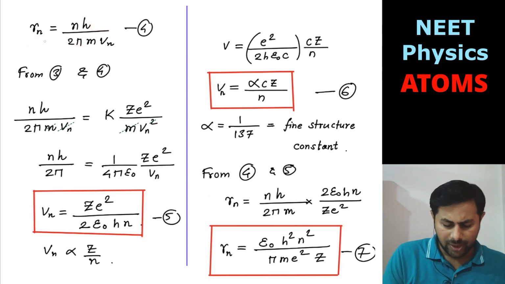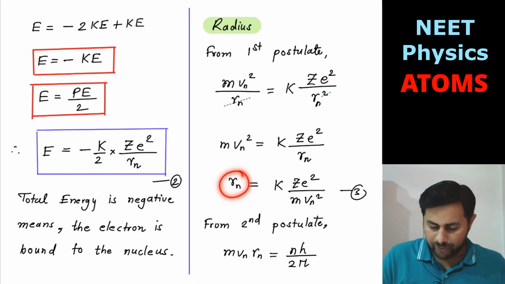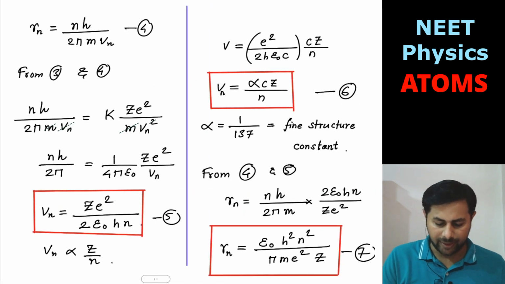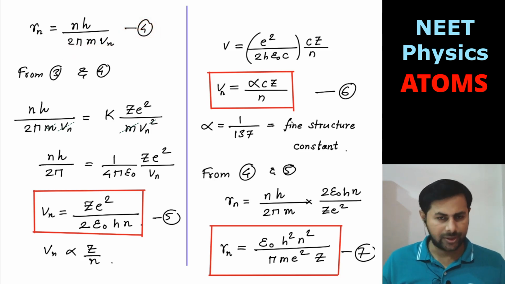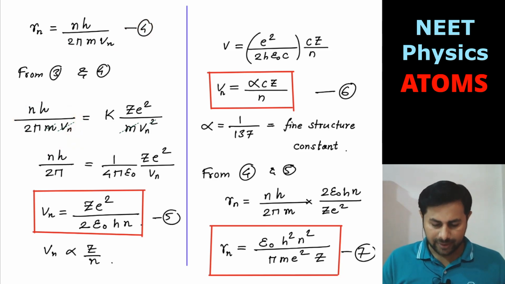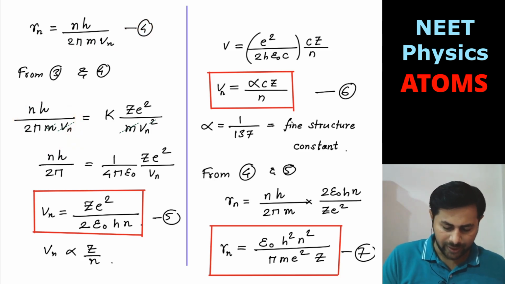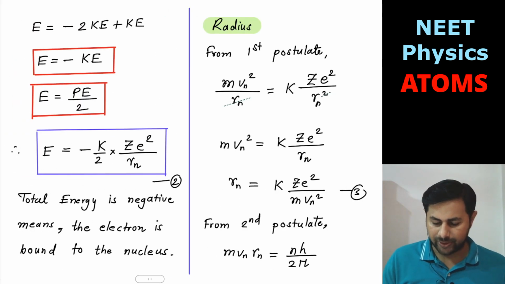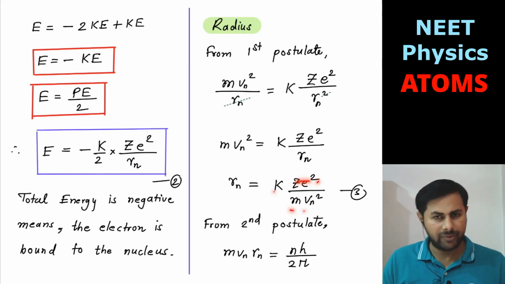So from one postulate you get Rn is equal to this, and from the second postulate you get Rn is equal to this thing. You just equate the two. If you equate the two, then there are certain cancellations. From this one you have Rn equal to nh upon 2 pi m times Vn, and from the first one it is k times z square by m v square.